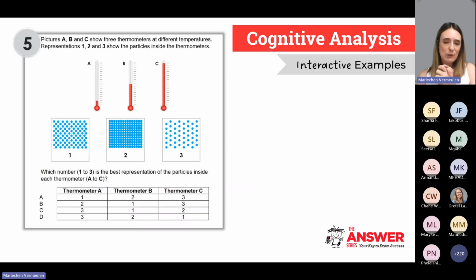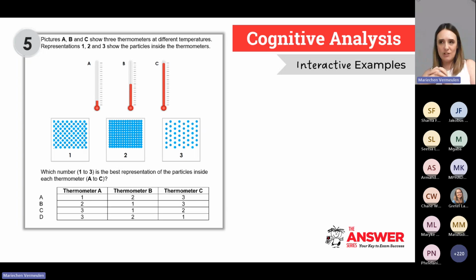Okay, last multiple choice question, and then we'll look at some more section B type questions. Pictures A, B, and C show 3 thermometers at different temperatures. Representations 1, 2, and 3 show the particles inside the thermometers. So you can see that A is a very cool thermometer, B slightly hotter, C very hot. And then the particles in number 2 are quite densely packed, number 1 slightly further apart, and number 3 very far apart.